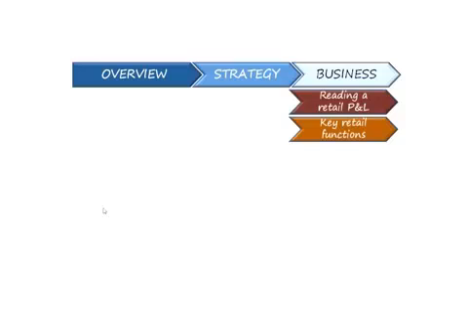In the third module on retail business, we would begin with reading a retail's profit and loss statement. From this profit and loss statement, we would be covering five key retail functions, which are real estate, buying, distribution, store design, and store operations.